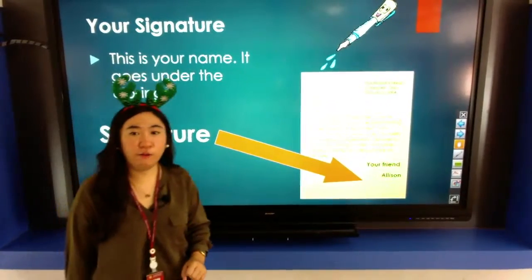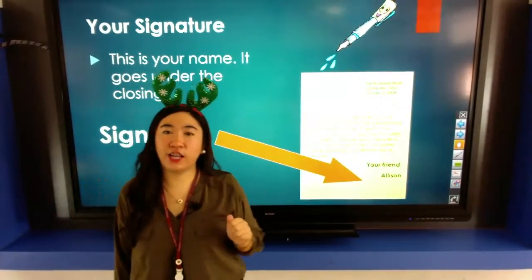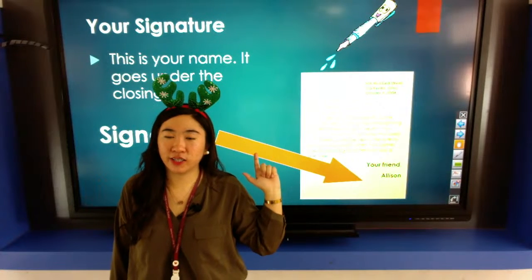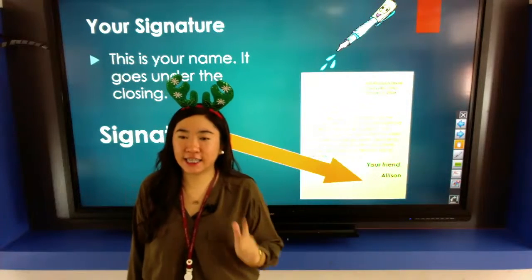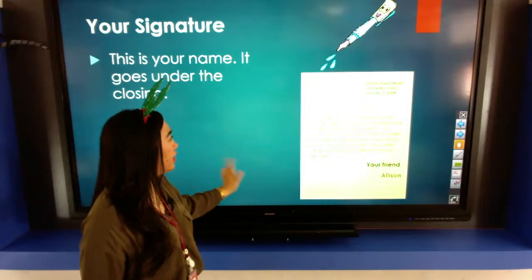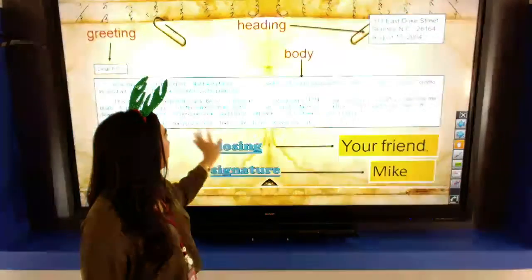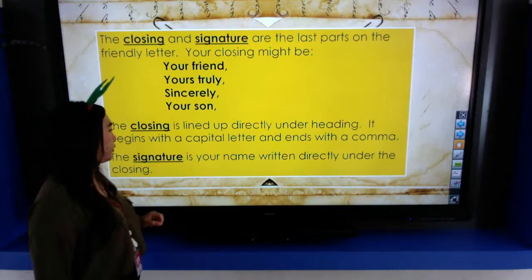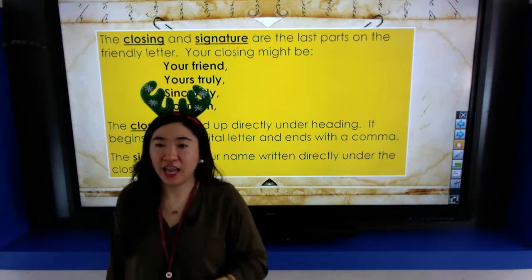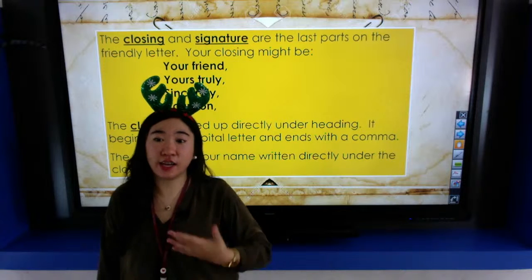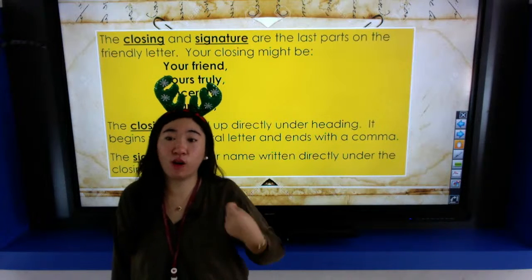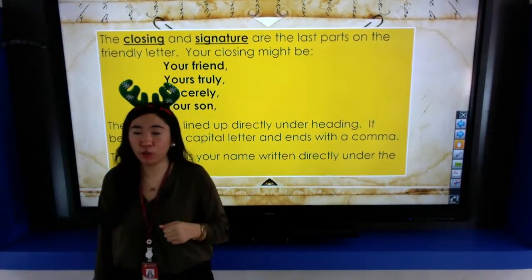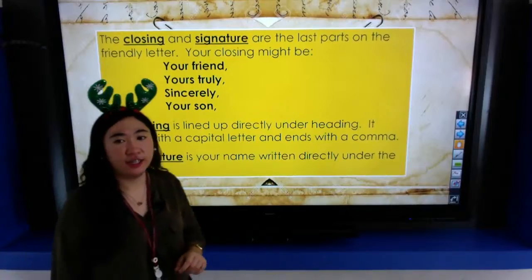Okay. Now, again, what are the last two parts? Closing and signature. When you say closing, these are examples of closing. And when you say signature, that is the name of the sender, the one who is writing the letter. Understand?